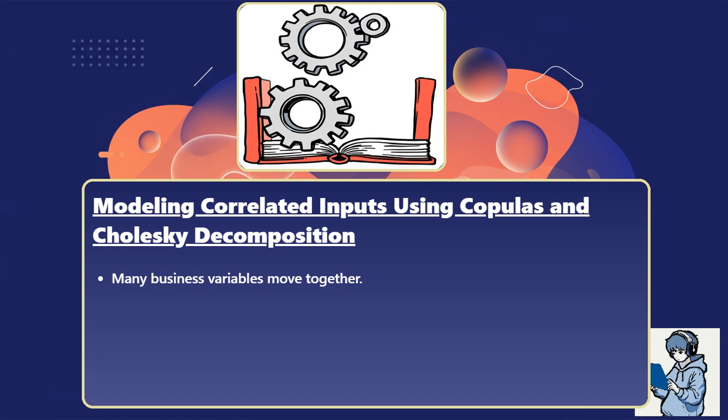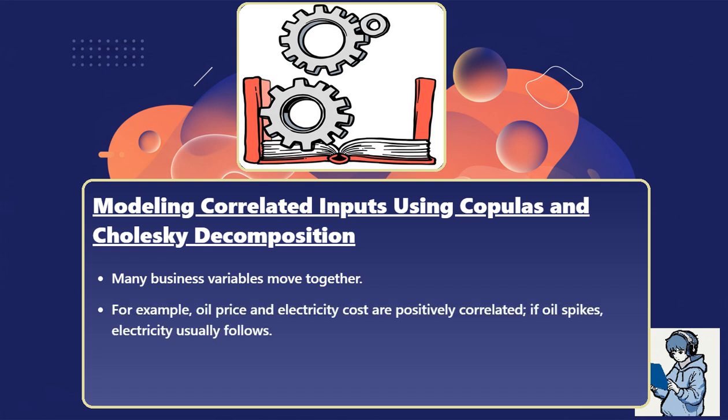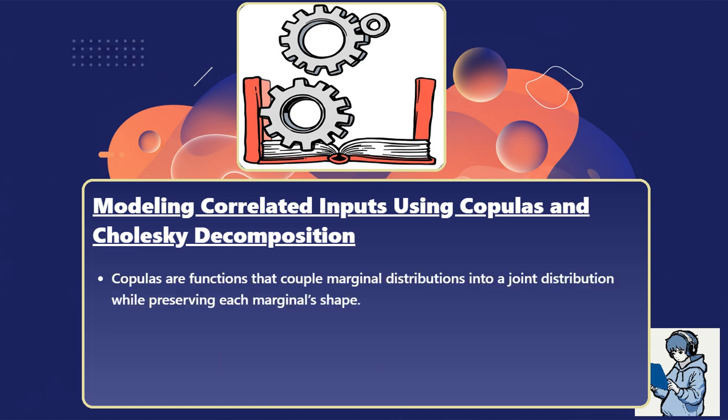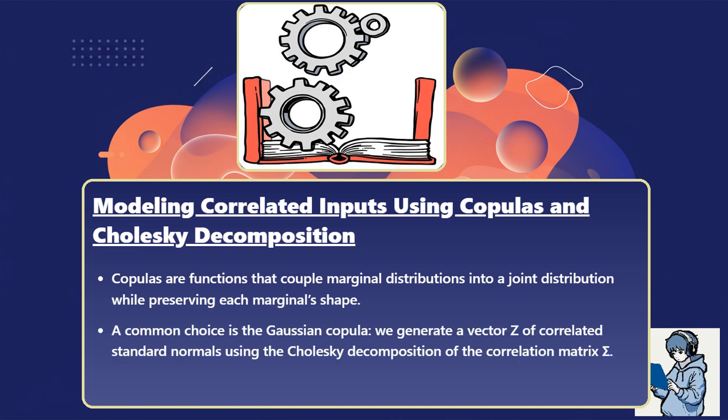Many business variables move together. For example, oil price and electricity cost are positively correlated. If oil spikes, electricity usually follows. Ignoring correlation can underestimate risk. Copulas are functions that couple marginal distributions into a joint distribution while preserving each marginal's shape. A common choice is the Gaussian copula.